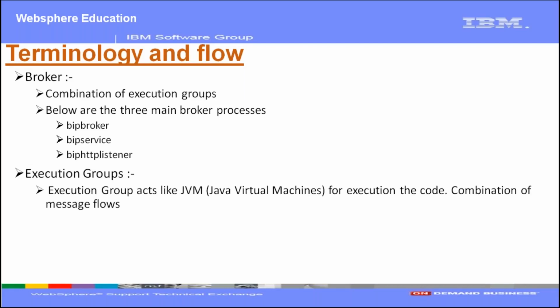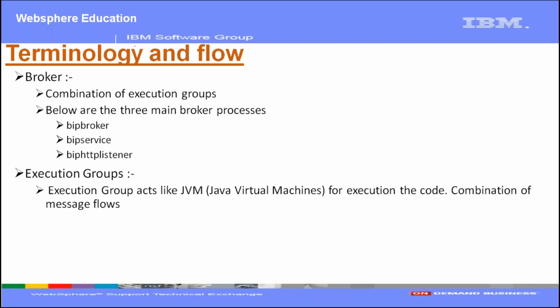In the same way, in message broker, an execution group is a place where your flow can be executed. Whatever flow is deployed by the IIB admin, that flow can be executed in the execution group. So an execution group is a place where your flow can be deployed and executed. That is what an execution group is in message broker. Understand? Yeah. Okay.